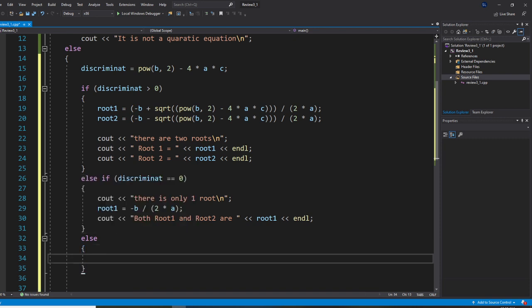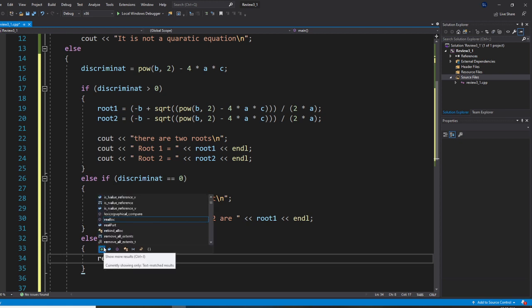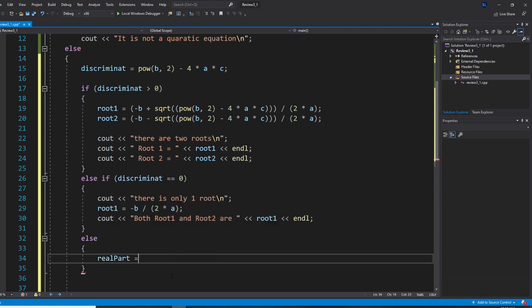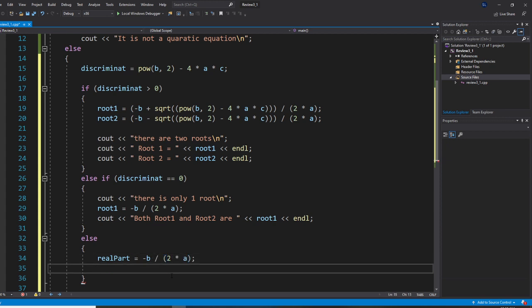Else, all right, so I'm going to do my real part. My real part will be equal to negative b divided by 2 times a. Then I also have the imaginary part.